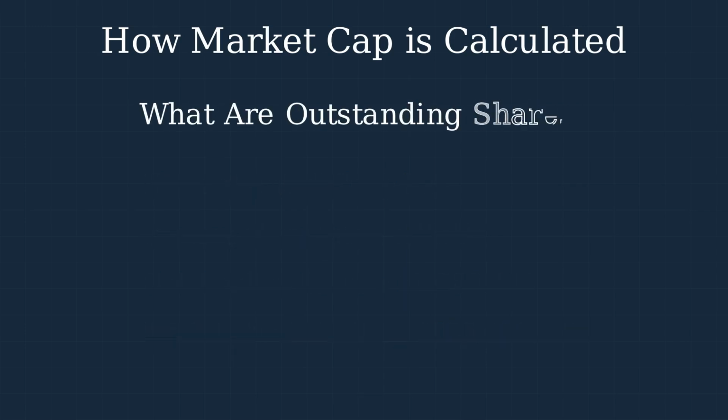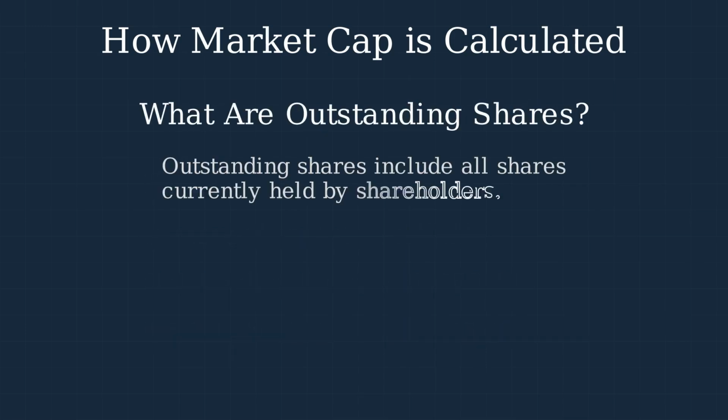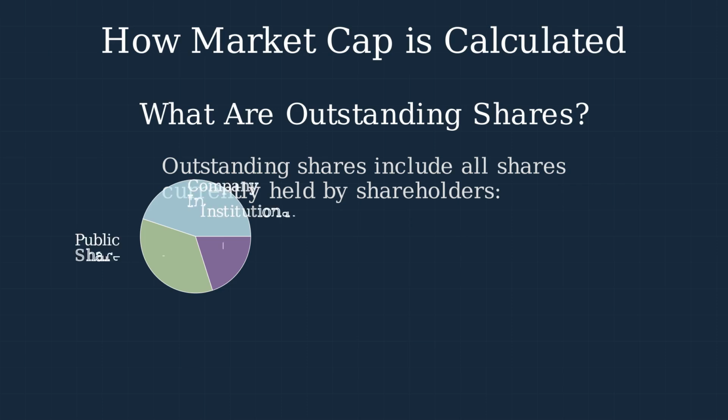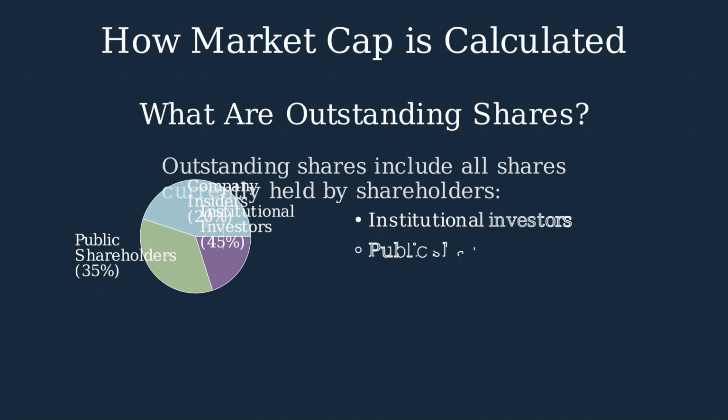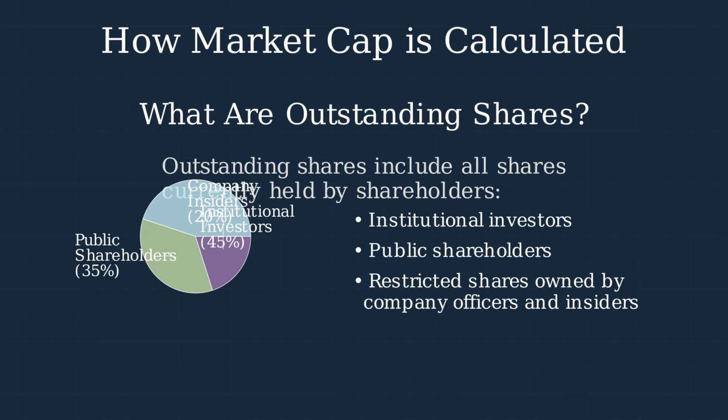Outstanding shares include all shares currently held by shareholders. These include institutional investors, like mutual funds and pension funds, public shareholders who buy and sell on exchanges, and restricted shares owned by the company's officers and insiders.